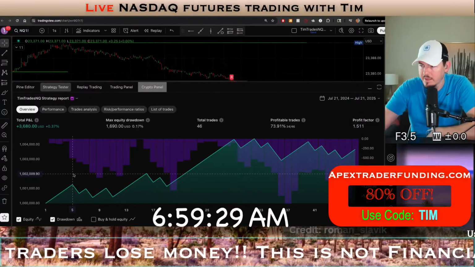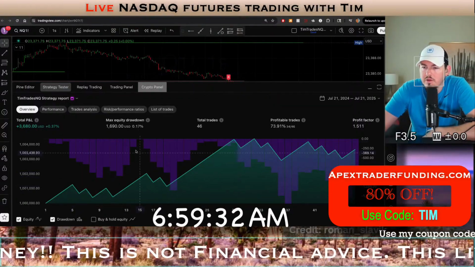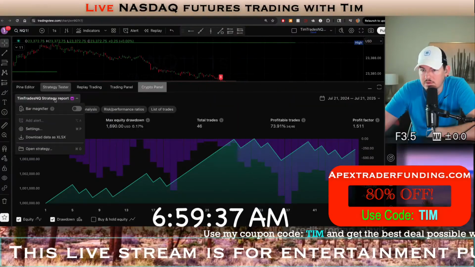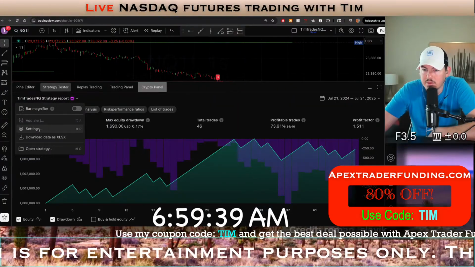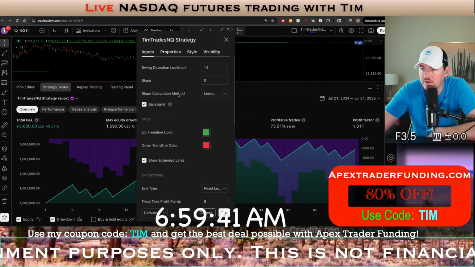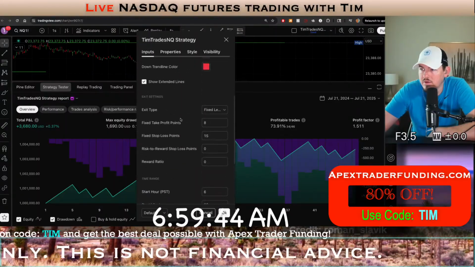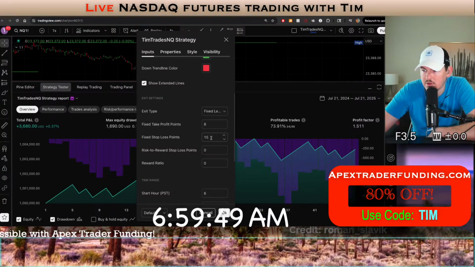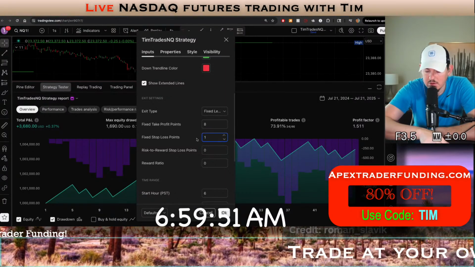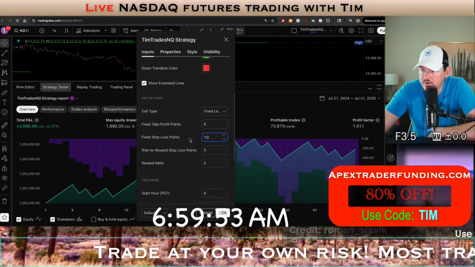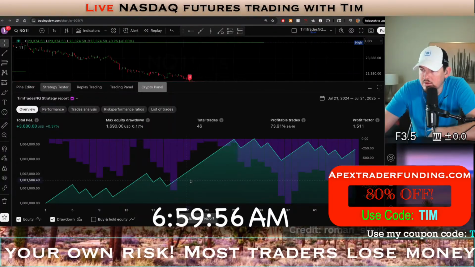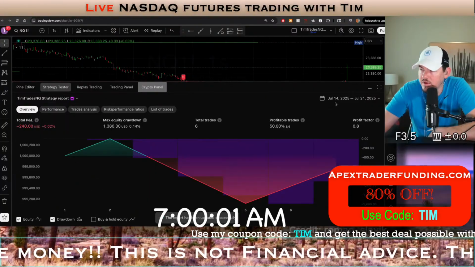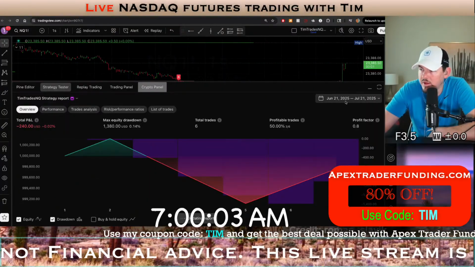Okay, that looks better. 73%. So you're looking at a 73% pullback. But if we, instead of 15 points drawdown, let's look at 10. For some reason it does better if I incrementally go up in days.